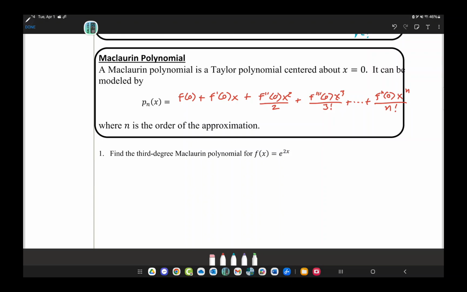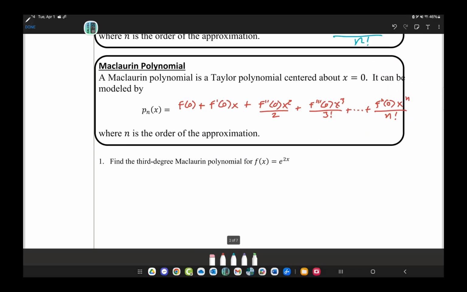Find the third degree Maclaurin polynomial for this. Now, again, third degree means n is 3, so we'll have 0, 1, 2, and 3. It is Maclaurin, which means we're going to be using this up here. P3 of x, that 3 is just telling me we're doing the third degree, is equal to f of 0 plus f prime of 0 times x plus f double prime of 0 over 2 times x squared plus f triple prime of 0 over 3 factorial times x cubed.